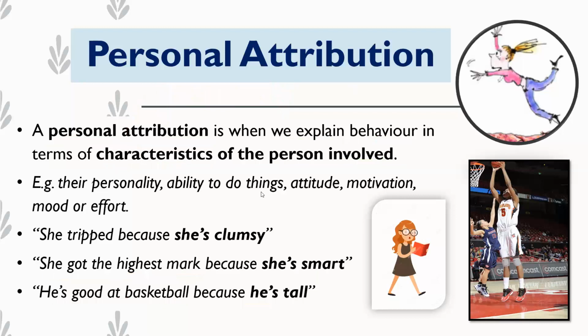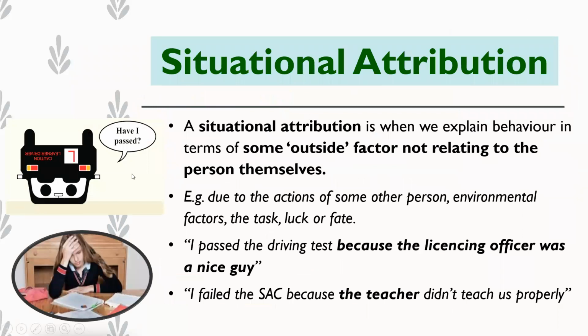The next attribution is a little bit more contrasting, and that is called a situational attribution. So it's almost the opposite of what we just looked at before. A situational attribution is when we associate some behavior or we try to explain the behavior in terms of a situational factor. A situational factor is basically some outside factor. Usually this factor is external in nature.